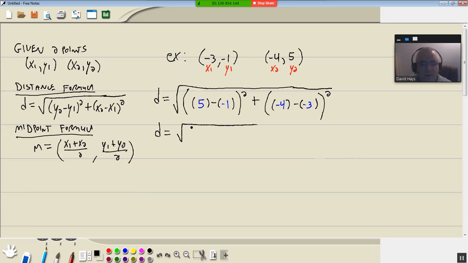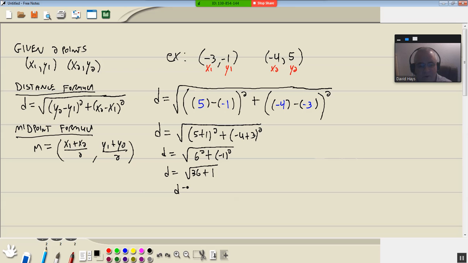So then we're going to have a negative negative becomes positive, so this is 5 plus 1 squared plus negative negative here becomes positive, so we're going to have negative 4 plus 3 squared. 5 plus 1 is 6, so we got 6 squared plus negative 4 plus 3 is negative 1 squared. 6 squared is 36, negative 1 squared is 1, so our distance is going to equal the square root of 37. Now, if the square root could be simplified at that point, we would. Or if the instructions said to round to 2 decimal places, we'd plug it in our calculator.